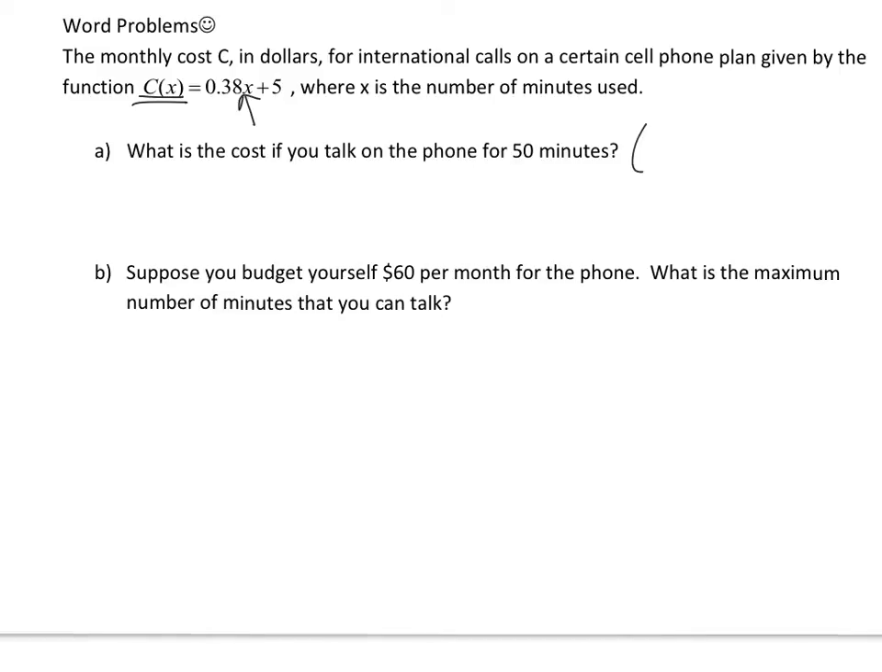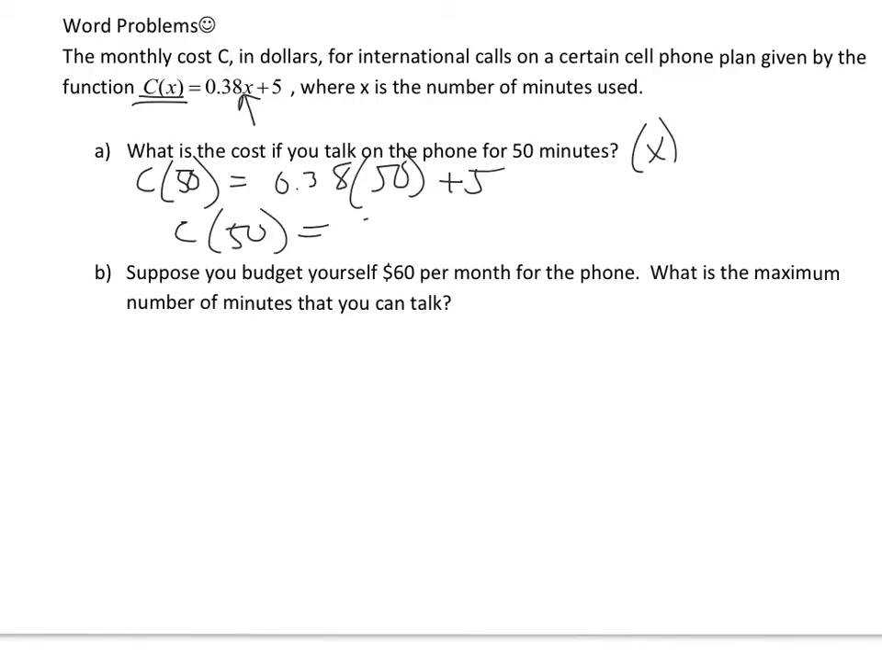Alright, 50 minutes, that's my x value. So I'm going to go in here, find c of 50 minutes, cost at 50 minutes. Plug in, plug in. This would definitely be a calculator question. And if I do all that properly, grab the calculator, I get $24. Alright, so just know where you put the x. And then part B is the other version.